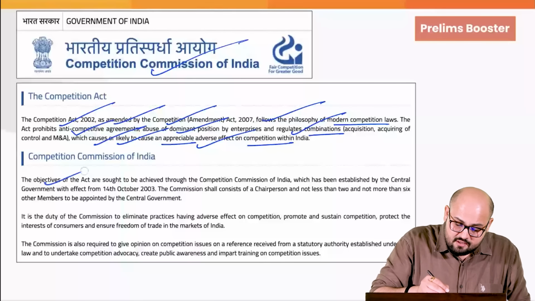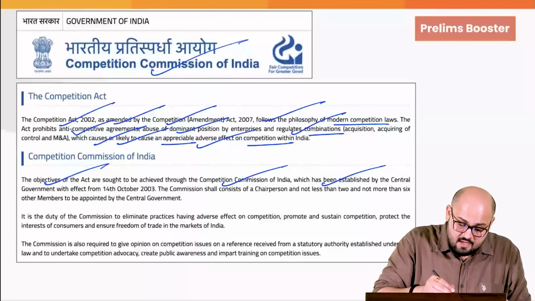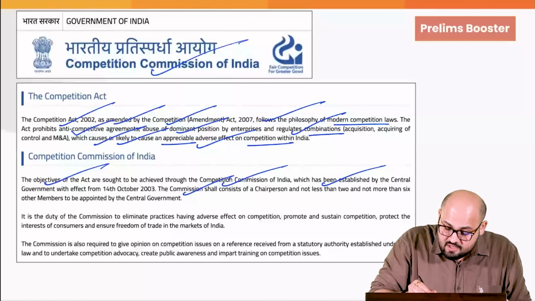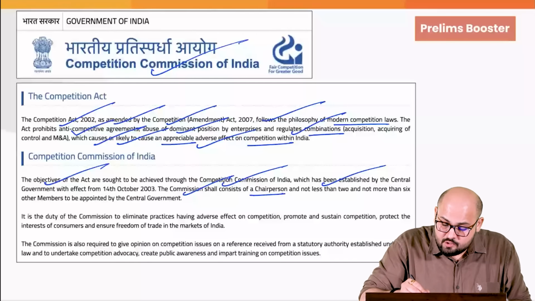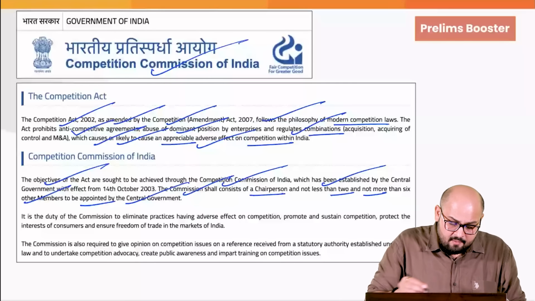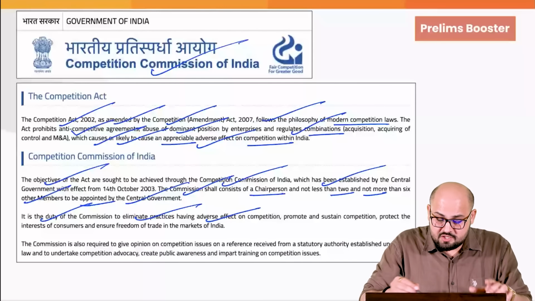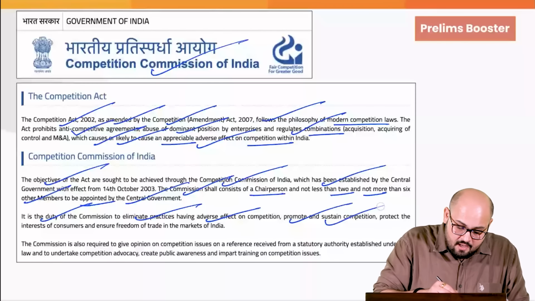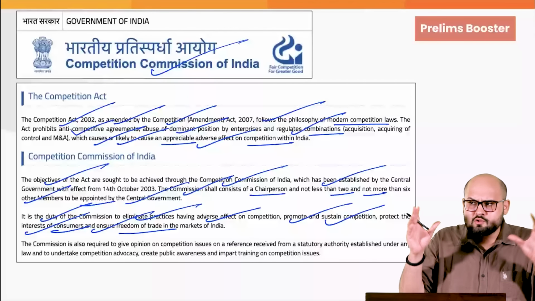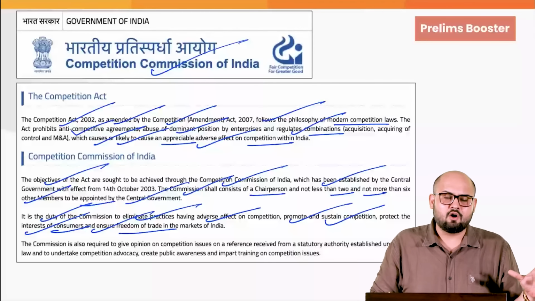The objectives of the act are sought to be achieved through the Competition Commission of India, which has been established by the central government with effect from 14th October 2003. The commission shall consist of a chairperson and not less than 2 and not more than 6 other members to be appointed by the central government. Do remember, it's the duty of the commission to eliminate practices having adverse effect on competition, promote and sustain competition, protect the interests of the consumers and ensure the freedom of trade in the market, so as to make sure that the practices in the markets are based on free market economics.